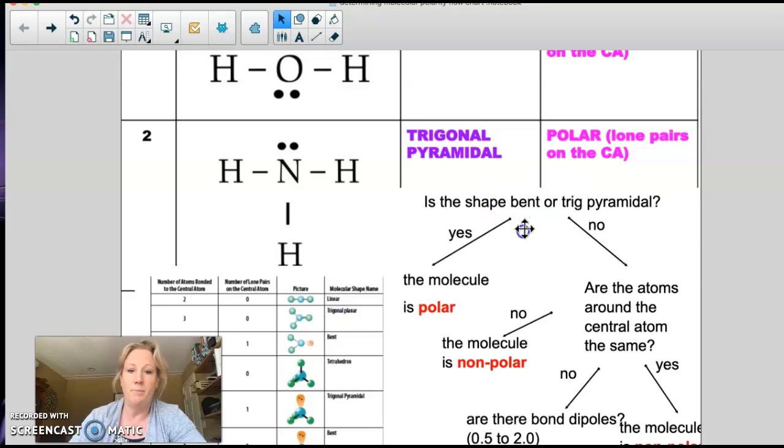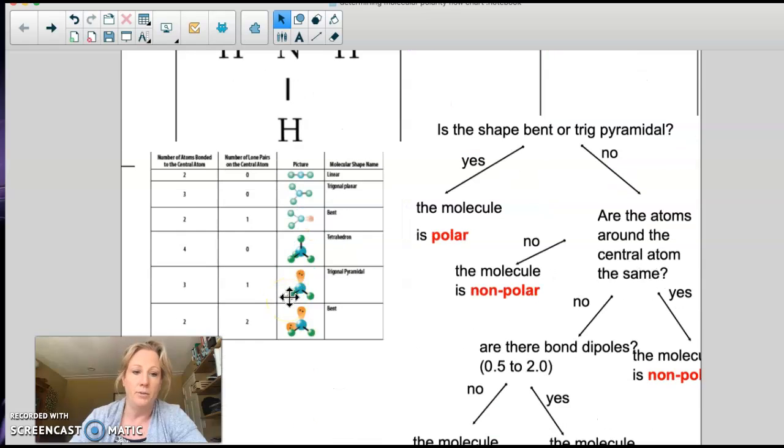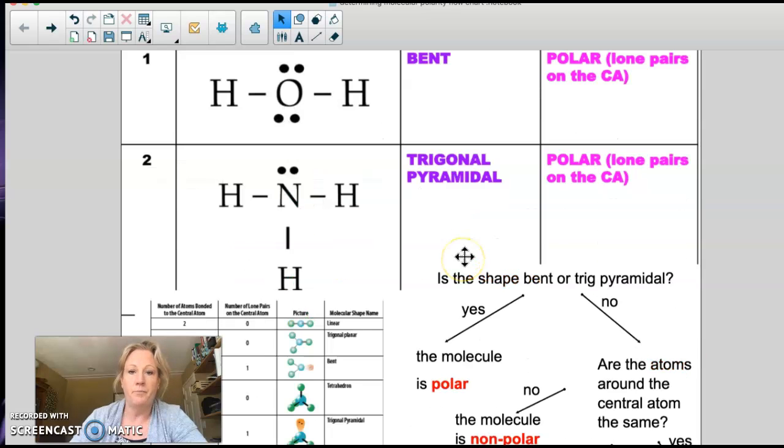Here's another example. This has 1, 2, 3 bonds, 1 lone pair. I use my chart: 3 bonds, 1 lone pair, trig pyramidal. To determine the polarity of the molecule, again, I ask myself this first question. Is the shape bent or trig pyramidal? Yep. So then I would say, yes, the molecule is polar. Remember, this negative lone pair up here makes it so that if I were to draw a circle around it, it would be negative up here and positive down there.